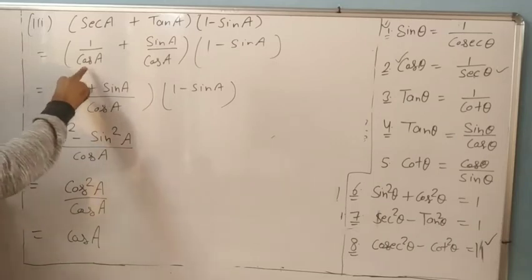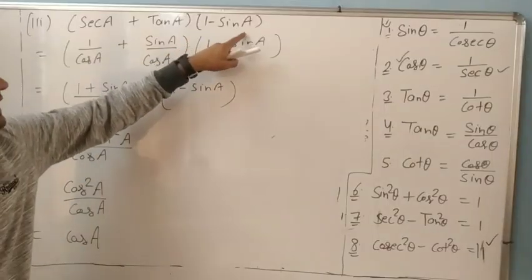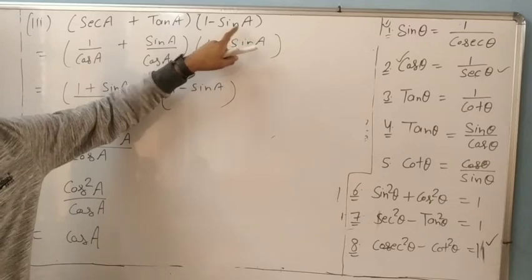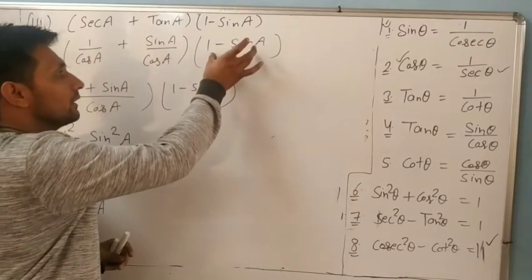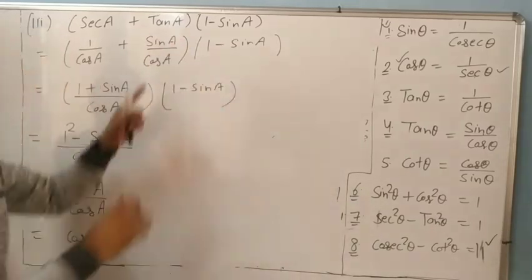We know the same way tan is always sin by cos. So tan A is sin A by cos A. And 1 minus sin A is already in sin and cos, so no need to change. Write as it is. Okay dear? Nothing we have to change. Write as it is. They are multiplied or not?